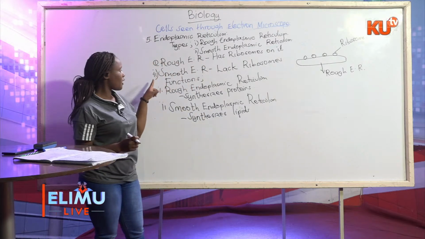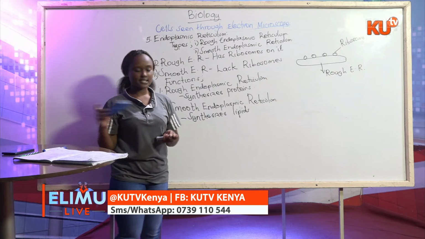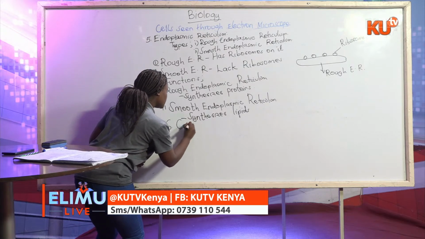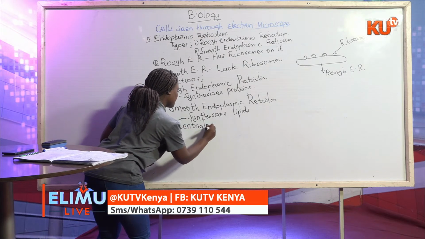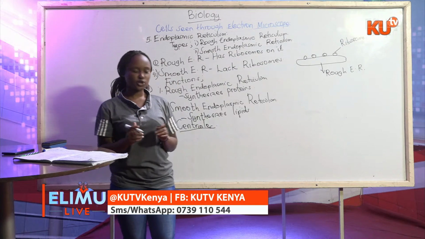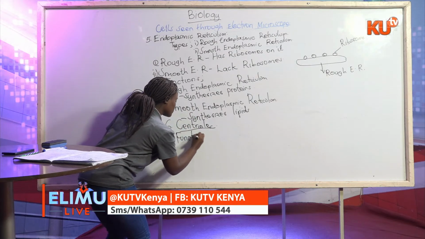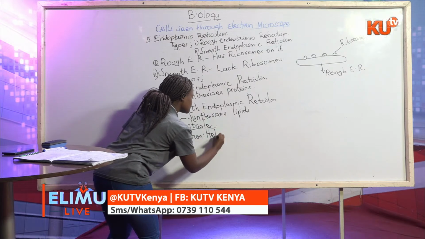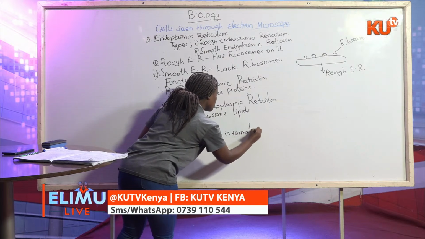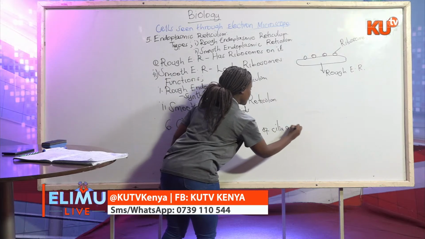Now we go to our sixth organelle, that is the centrioles. So the centrioles, it helps in the formation of cilia and flagella. The function: helps in formation of cilia and flagella.